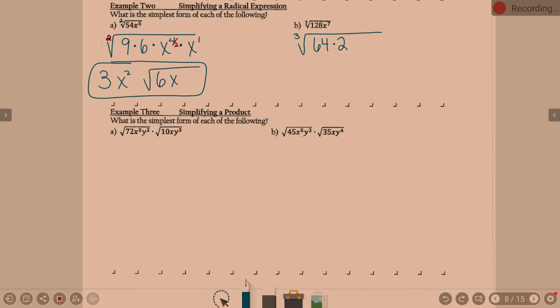Okay. Now, x to the 7th. Can I take the cube root of x to the 7th? No. I cannot take the cube root of x to the 7th because 7 does not divide by 3 this time. So what is the closest number below 7 that divides by 3? 6. So I'm going to take this and I'm going to break it into x to the 6th. And what's the leftover? X to the 1st, or x.